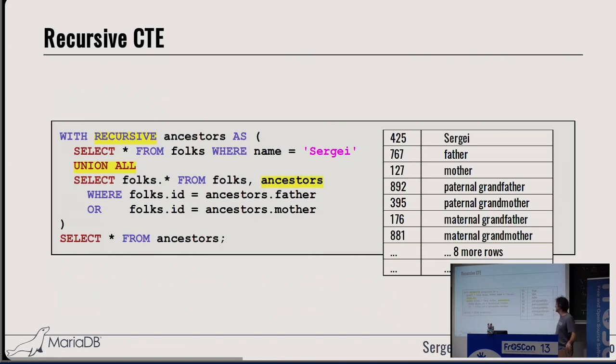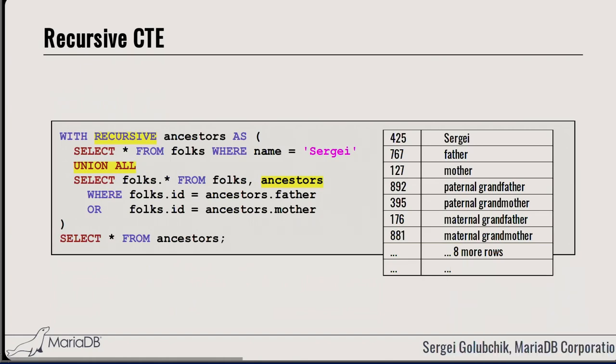So what do we do here? We've selected the whole genealogy tree with a child and parent relationship with one select query. This was totally impossible with a standard SQL select until recursive common table expressions were introduced.